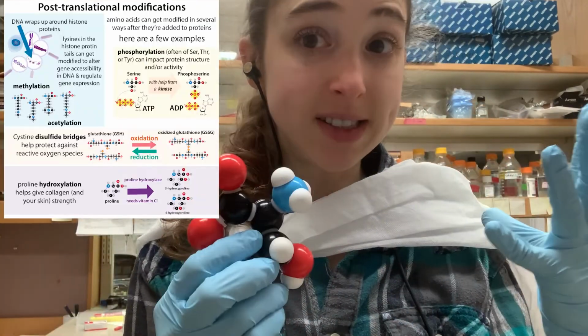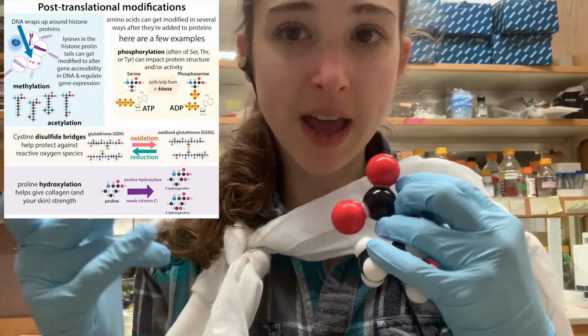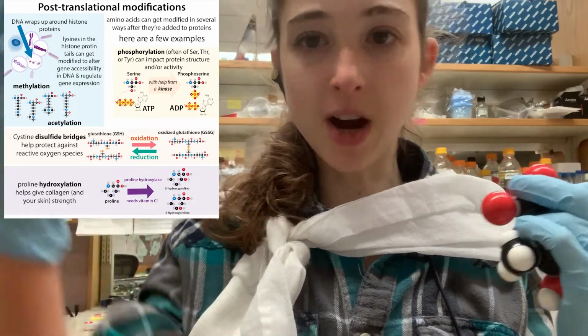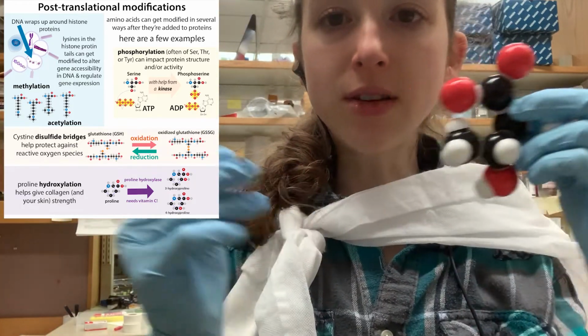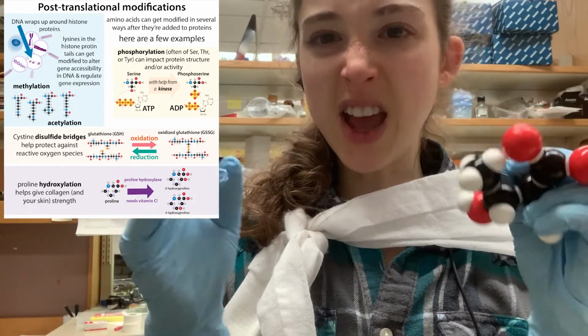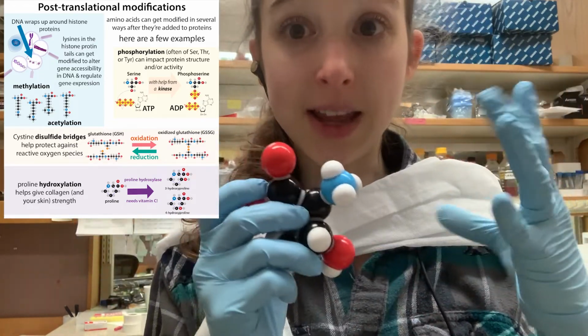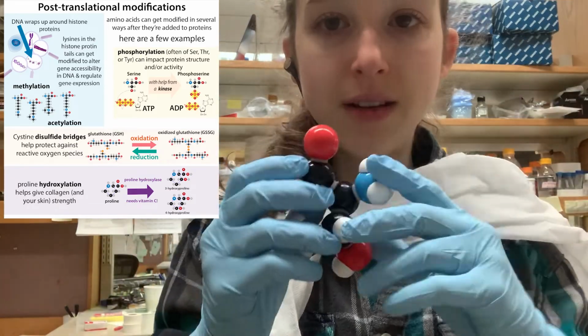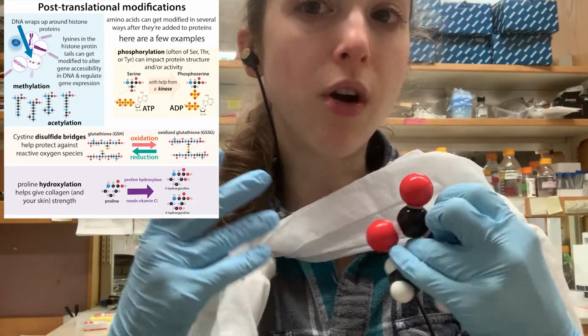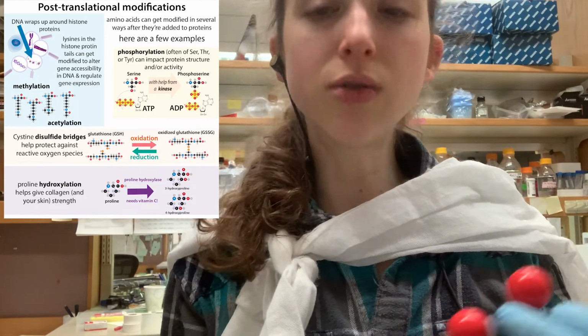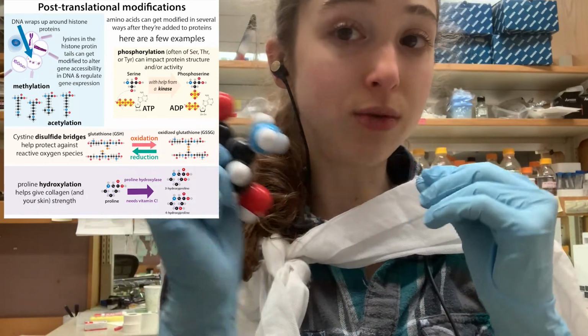So the process of translation is where these amino acids get linked together based on the instructions that are coming from the gene and then the messenger RNA copy of the gene. And when they're linked together, they're in the state that they were made in, their generic state. But then you can also get what are called post-translational modifications. So these happen after they are linked to the chain.